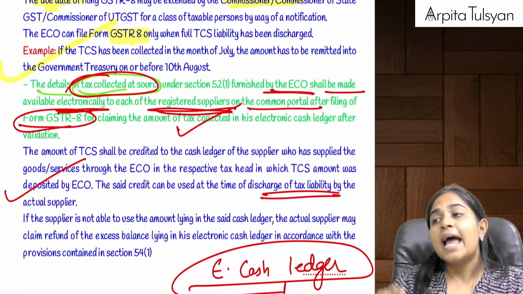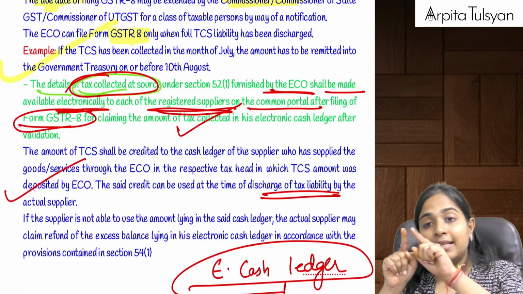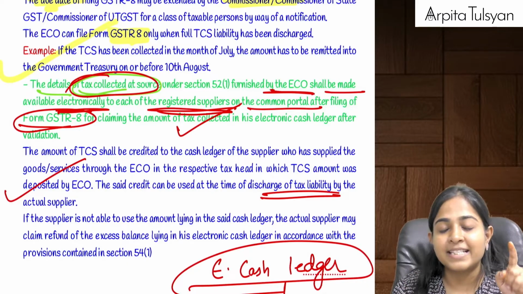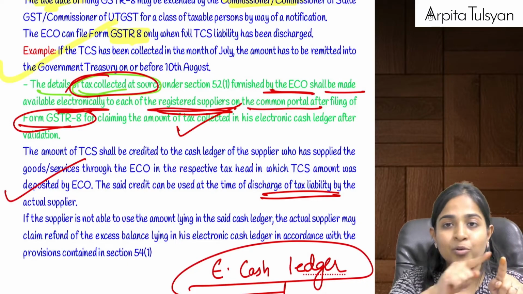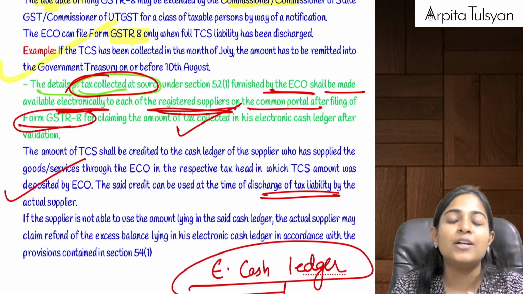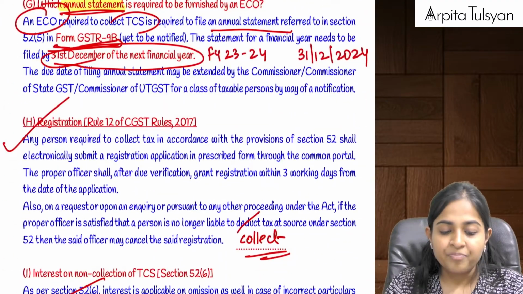Are you clear with this? Then as soon as the eco files GSTR 8, this information will also be available to the registered suppliers whose TCS was collected, so that now they will come to know that their TCS has been deposited with the government, and now they can avail the credit of that TCS and credit it to their electronic cash ledger. Are you clear with this?